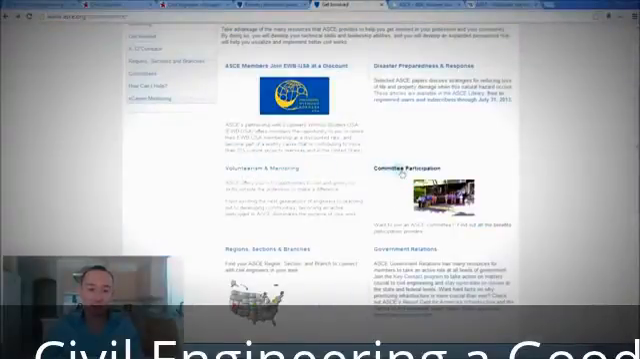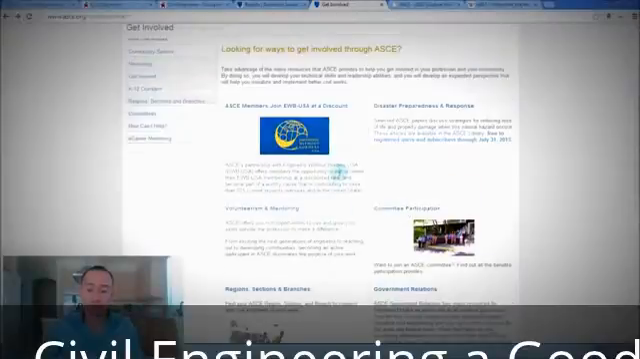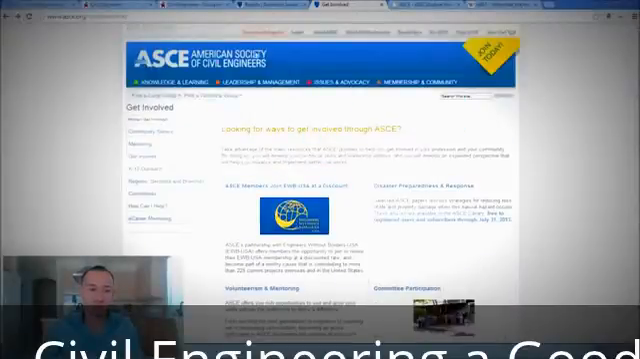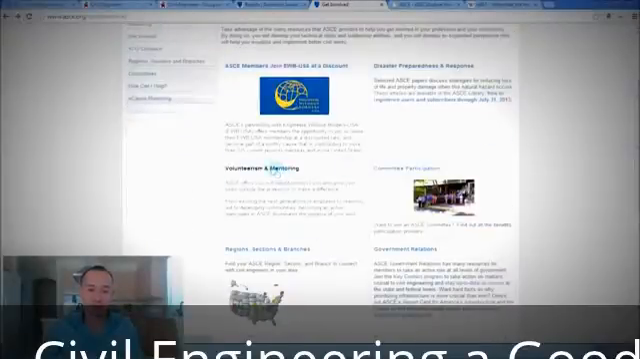Another thing that's really important is volunteering and community participation. Again, this is just through the American Society of Civil Engineers. I would say this is not even optional.